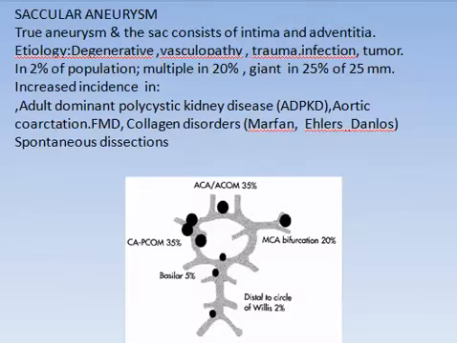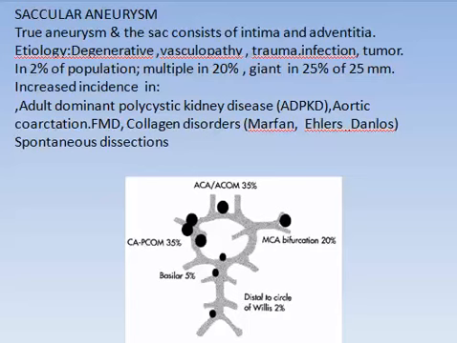So saccular aneurysms, this is the most common. As we said, saccular in 90% of cases, or 80% of cases. Saccular aneurysms are true aneurysms, and as we said, developmental, degenerative, vasculopathy, trauma, infection, tumor. It occurs in 2% of the population as developmental.